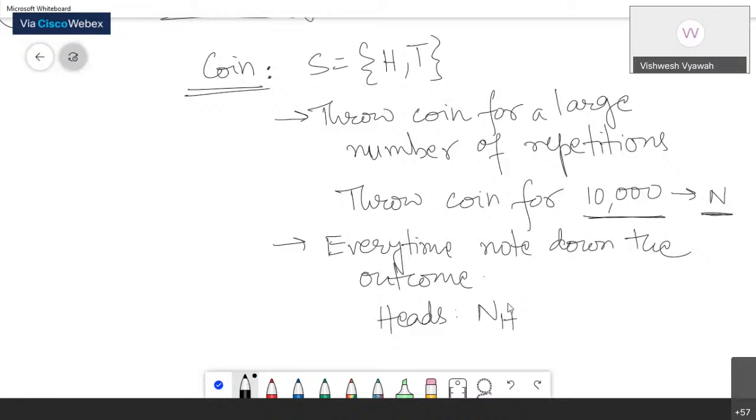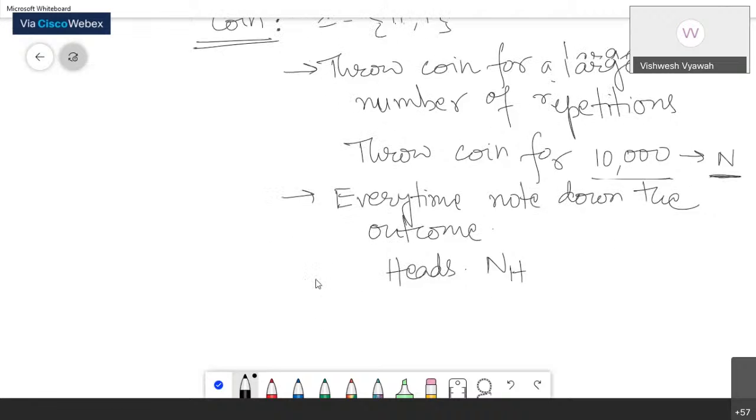So you throw it once, you get heads, you note it down. Next time you throw it, you get tails, you don't note it. Next time you throw it, you again get heads, you note it down. So your nh goes on increasing. You throw the coin 10,000 times, and in each trial you note down what is appearing, either heads or tails. Every time heads appears, you note it down, and that number is your nh. Let's say four times consecutively tails appears, you don't note it down. You note down only when heads appears.